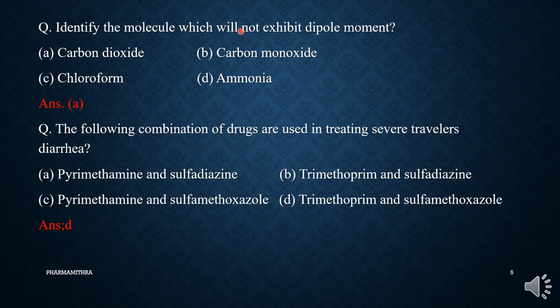Next question, identify the molecule which will not exhibit dipole moment. As we know, polar molecules have a non-zero net dipole moment. For example, carbon dioxide and water. The structure of carbon dioxide is linear, so the dipole moments cancel each other and it becomes non-polar, not exhibiting dipole moment. So the correct answer is carbon dioxide, option A.